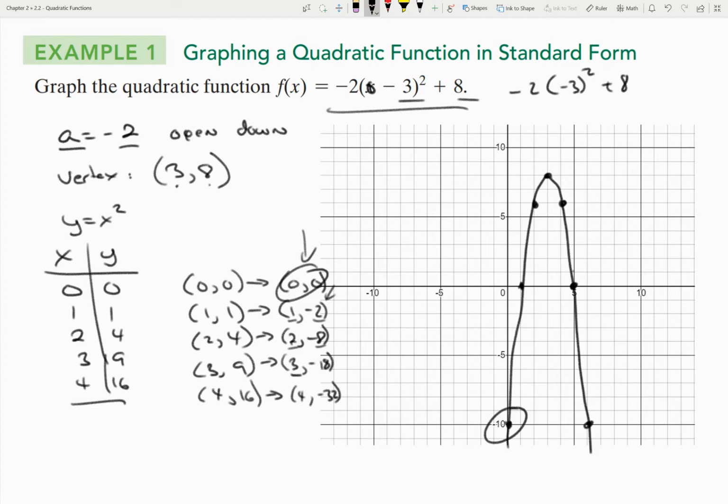Okay, so instead of making a whole table with the values that I want to graph in my function, I was able to use the transformations and just count out the right points. Let's try again.